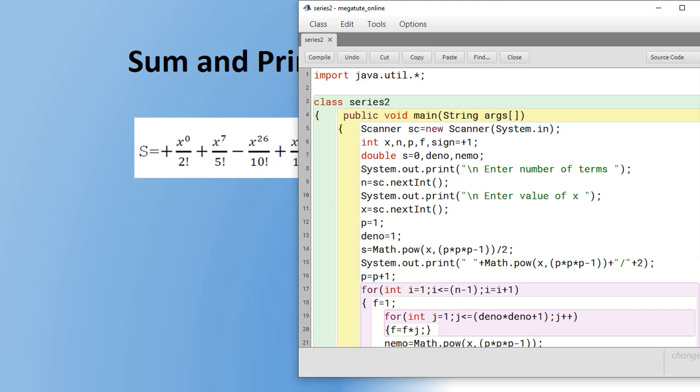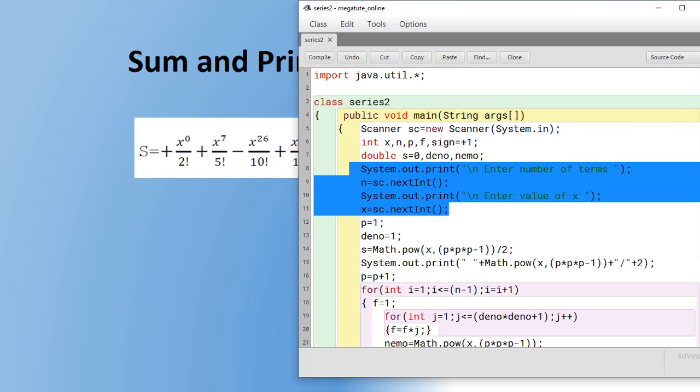So here the variables would be similar, x and p, f, and then one more variable, sign, we'll add on. Now the first term of the series, as I told you, the series starting from here, the first term of the series is plus, so I initialize the sign. The initial value of sign is going to be plus, as mentioned here. And now we have double variables sum, denominator, numerator. We got number of terms, we got x from the user.